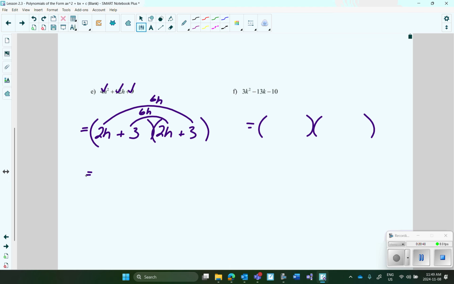But how would you write this simplified? What's so special about these two binomials? They're the same. Yeah. In this case, you could just write one of them and then just put squared.